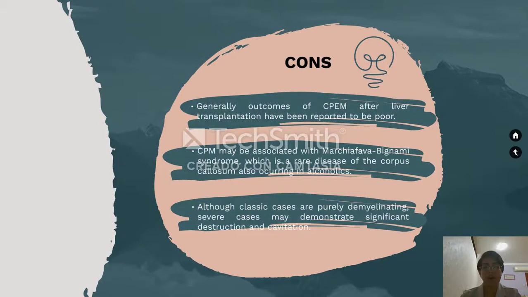Cons. Generally, outcomes of CPM after liver transplantation have been reported to be poor. CPM may be associated with Marchiafava-Bignami syndrome, which is a rare disease of the corpus callosum also occurring in alcoholics. Although classic cases are purely demyelinating, severe cases may demonstrate significant destruction and cavitation.